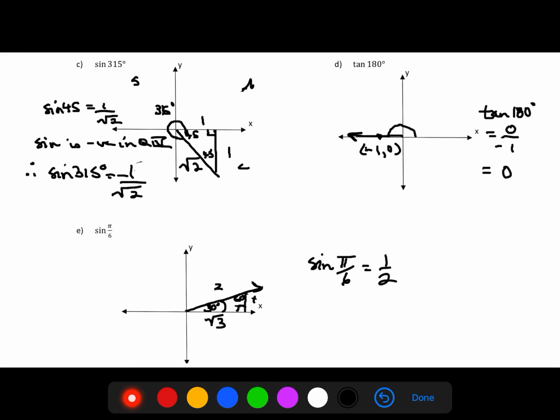Okay, so it will get easier as you practice this. Right now you may have to keep looking, using your CAST rule, taking a look at sine is y over r, etc. But the more you practice it, the better you'll get and the easier it will be.